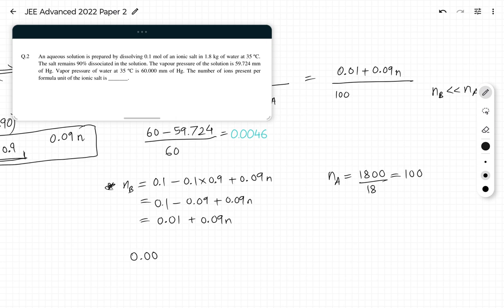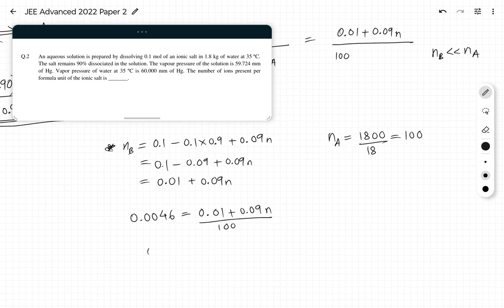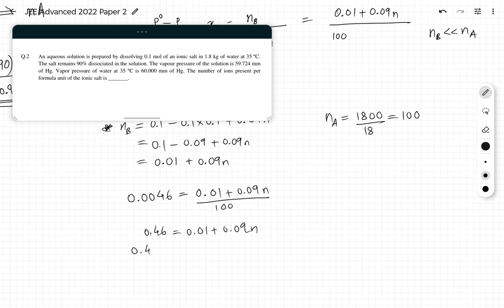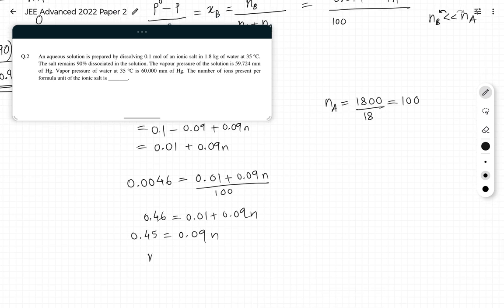lowering of vapor pressure is equal to 0.01 plus 0.09 n divided by 100. 0.46 equals 0.01 plus 0.09 n. 0.45 is equal to 0.09 n. n is 0.45 by 0.09, which will come to 5.